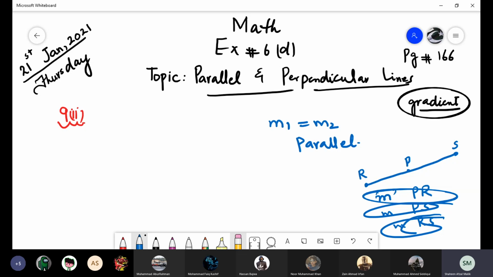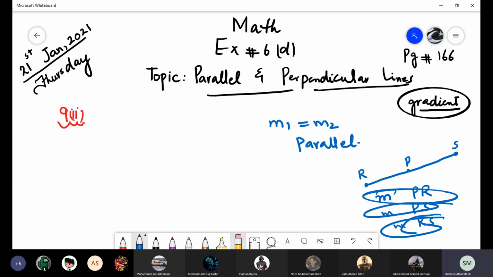It's not like parallel. In parallel lines, we have only 2 lines. So we are writing M1 is equal to M2. Here, for the collinear, we have 3 points. So the gradient of any 2 points we are keeping equal. Understand? Yes, ma'am. It's not like parallel lines.